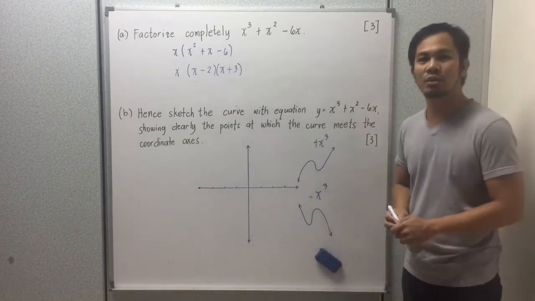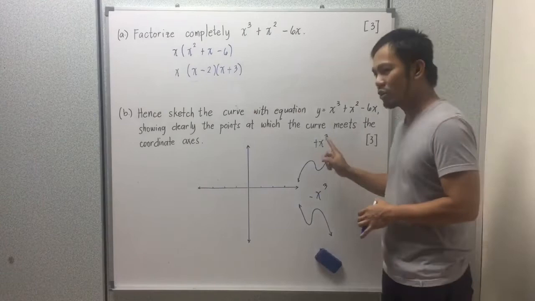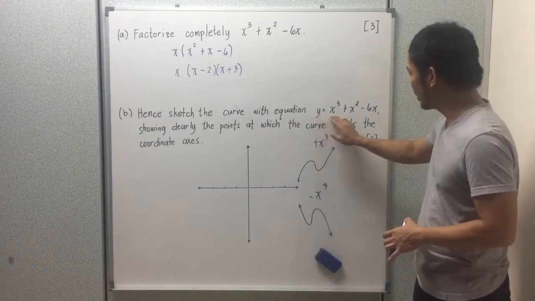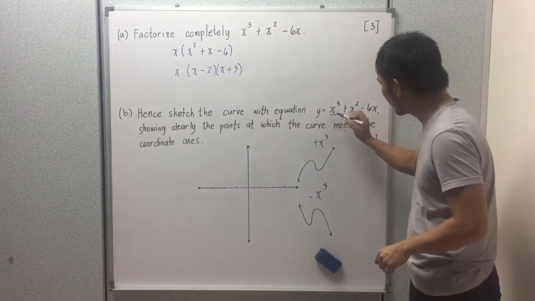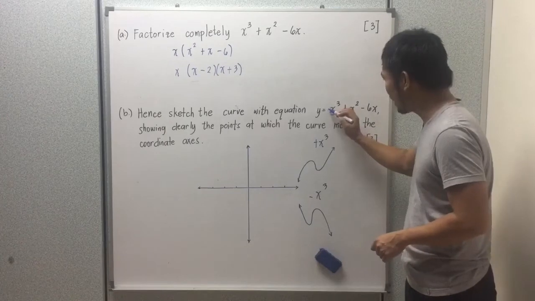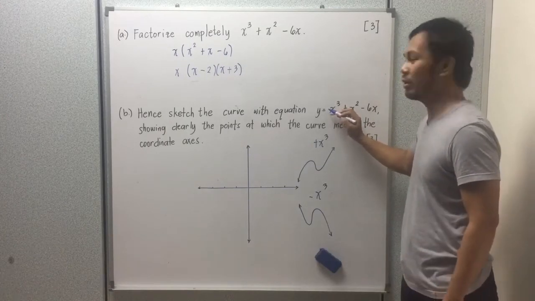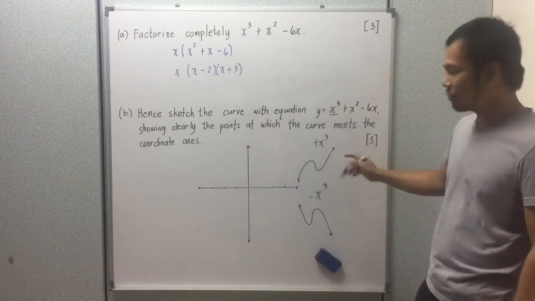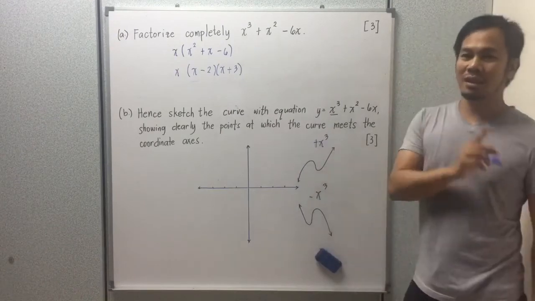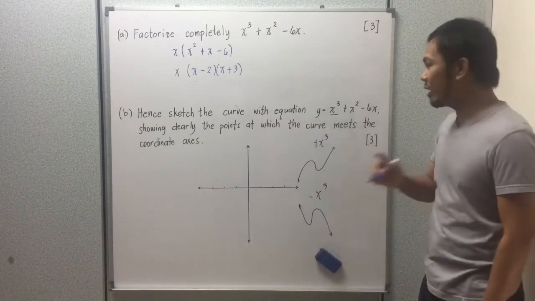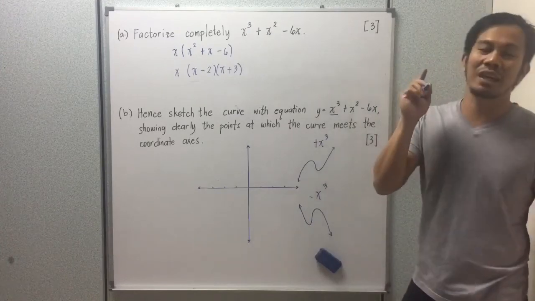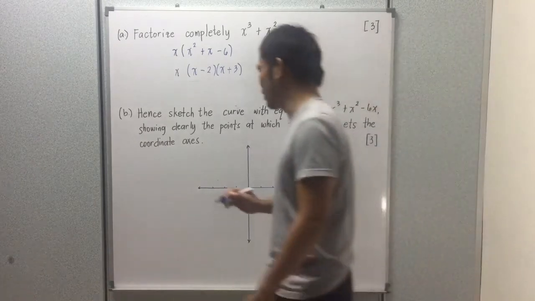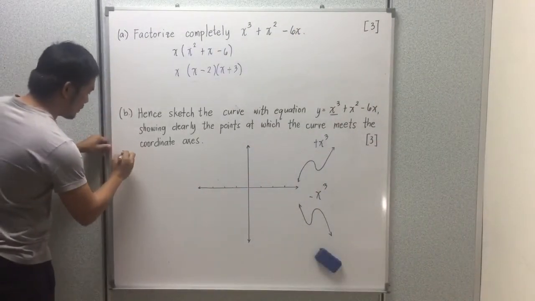How do we identify if it is positive x cubed or negative x cubed? Let's take a look at this one. I have an x cubed here, and there is no negative sign. Of course, you will immediately say that it is a positive x cubed. Therefore, it will look like this. But another thing you need to remember, in graphing a cubic polynomial, you need to find the x-intercepts and the y-intercept.